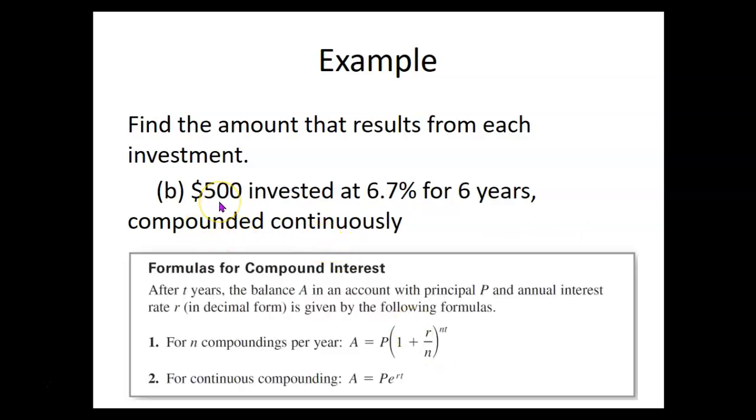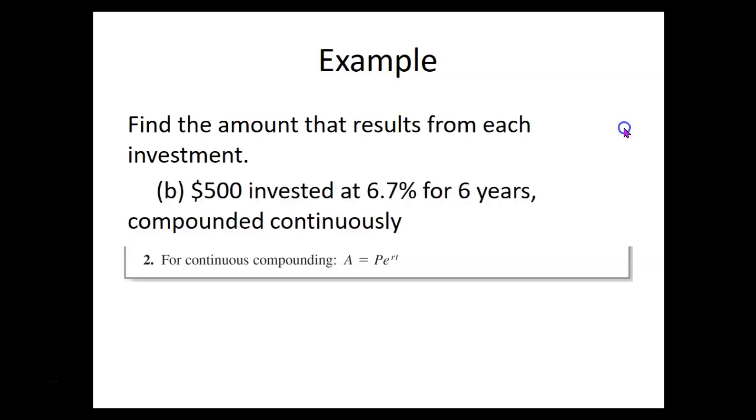How about this one? Find the amount that results when $500 is invested at 6.7% interest for 6 years, compounded continuously. Okay, which formula are we using? This time it's the second one, the one for continuous compounding. A equals P times e to the RT. So the P is the amount we start with, $500. The R is the interest rate, but as a decimal. And the T is the time, the number of years.